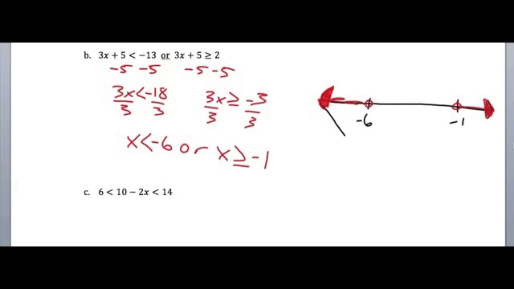So only the area in between is not included here. Oops, and it was greater than or equal to negative 1. That would have been a bit silly mistake on my part. Okay, so usually when it's or, oftentimes that's what you'll see. You'll see the arrows going out.